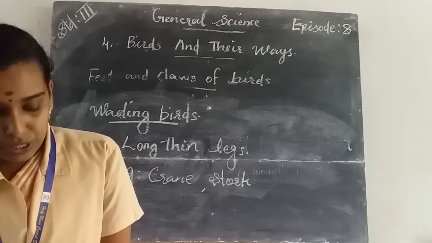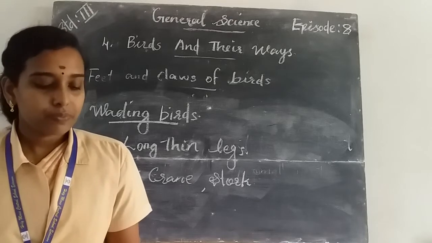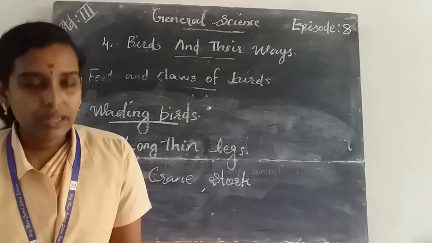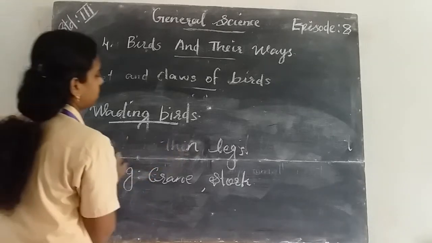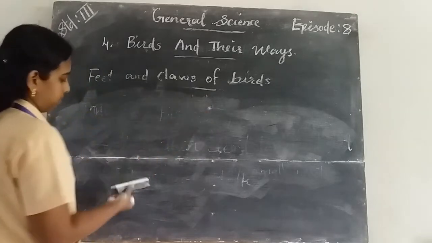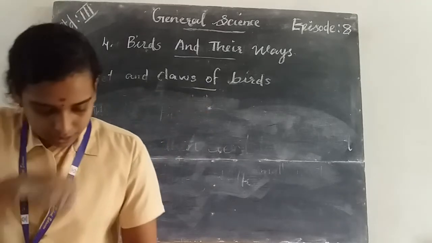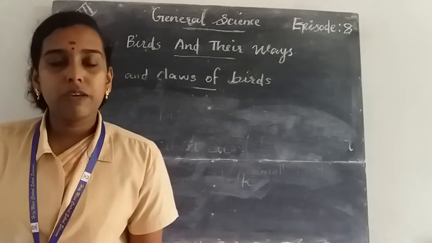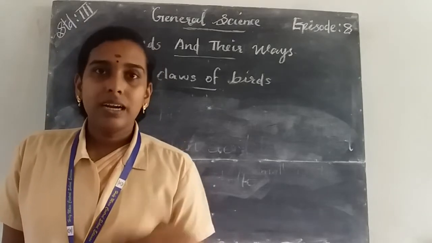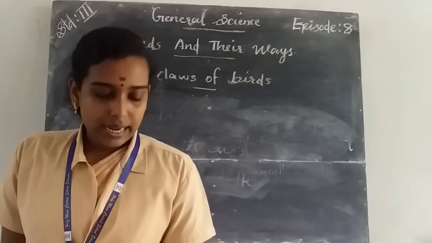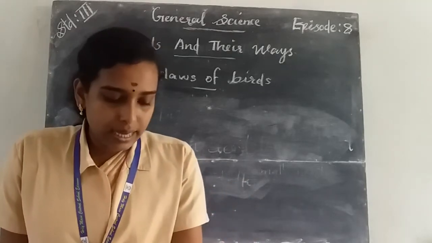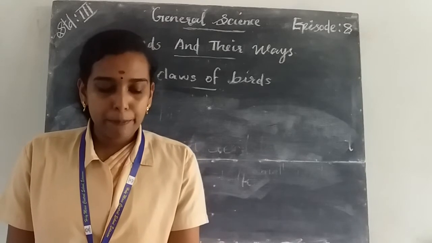So the next portion is birds' nests. Birds build nests to lay their eggs, and they live in the nest. Different types of birds build different types of nests, and they build them in different places. So let us see the characteristics of birds' nests. Birds build nests for laying eggs.